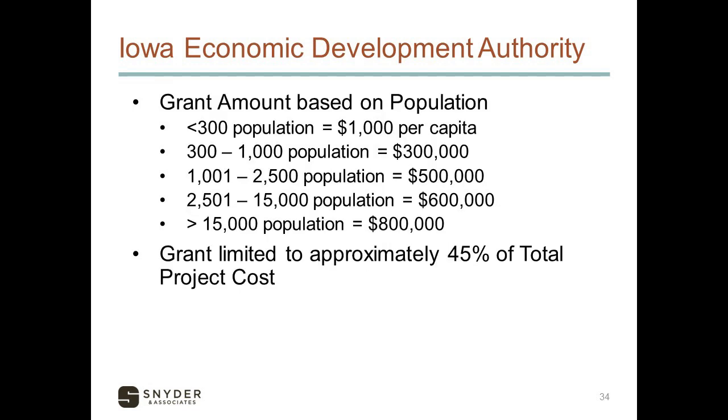The grant amount of a CDBG loan is based on population. And so if you are a town of less than 300 people, you can get up to $1,000 per person. If you are 300 to 1,000 population, the maximum grant is $300,000. If you are 1,001 to 2,500 people, the maximum grant is $500,000. 2,501 to 15,000 population, the maximum grant is $600,000. Greater than 15,000 population, the maximum grant is $800,000. These are the maximum limits, but the grant is also limited to approximately 45% of the total project cost.